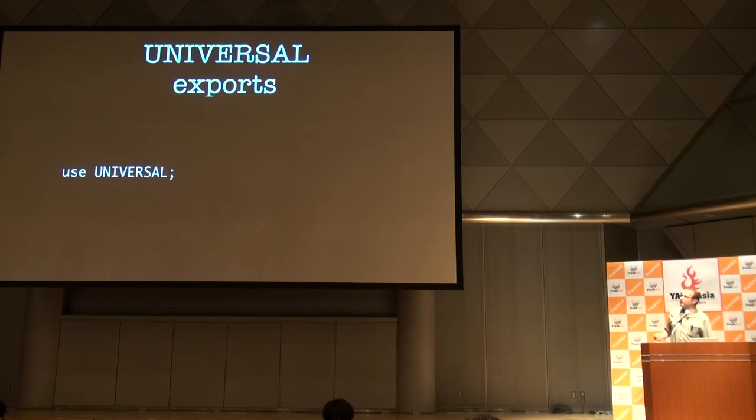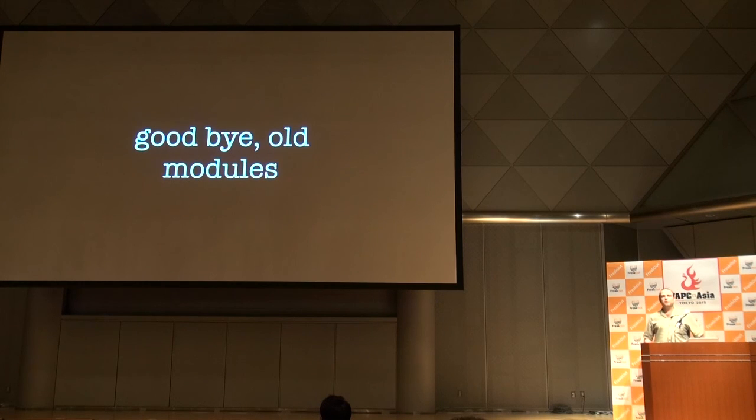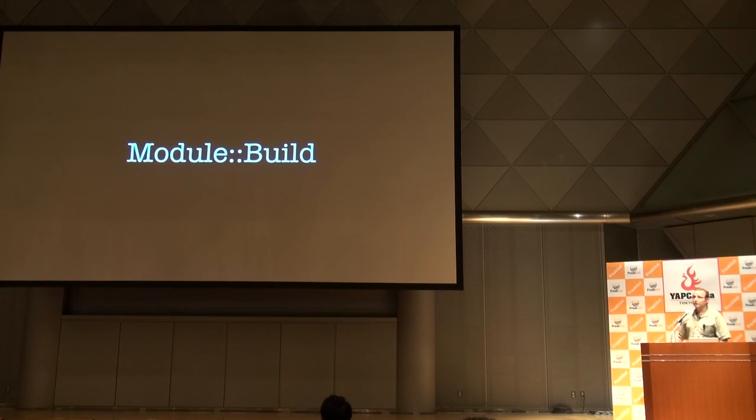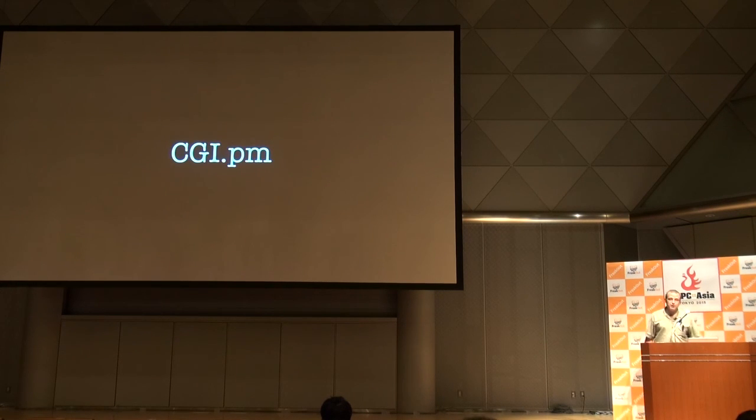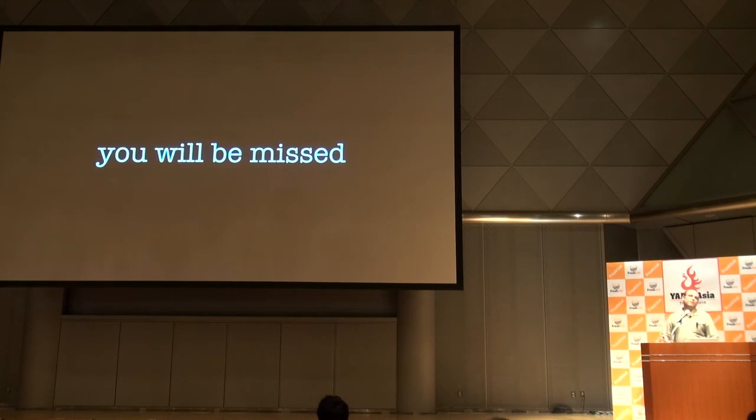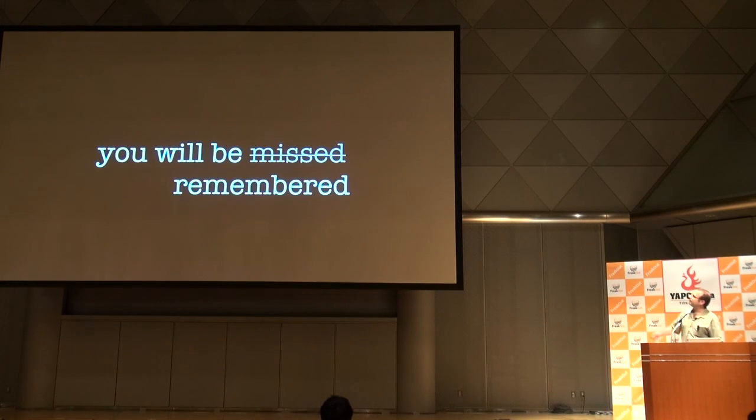Okay. UNIVERSAL. Did you know not only do all of your objects have the methods from UNIVERSAL, also you can import them. Or you could until earlier this year, at which point we took that out. Other things we've taken out include old modules that used to ship with Perl and no longer do. One of those is Module::Build. Module::Build is no longer part of the core distribution. It was a really good idea, but it didn't really work. Also CGI.pm. CGI.pm, once a cornerstone of Perl, is gone.